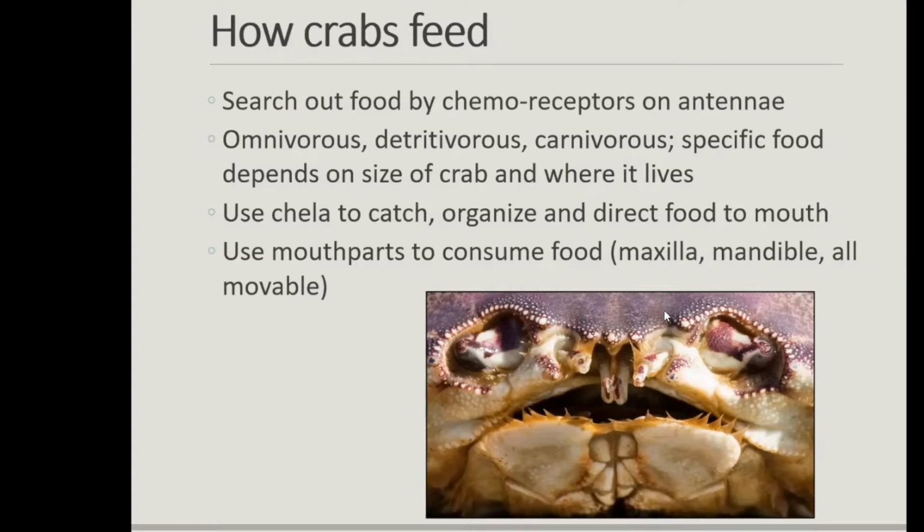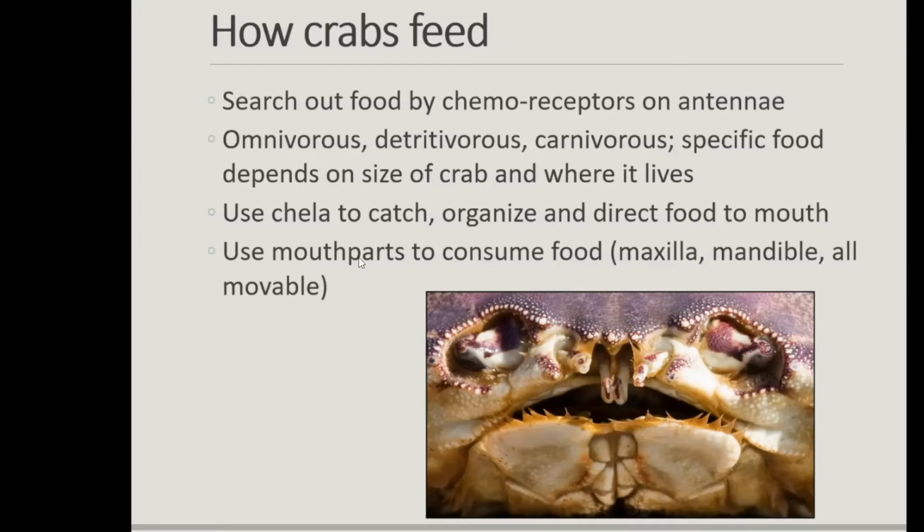The specific food that they eat is going to depend on the size of the crab and where it lives. If you take our blue crabs, when they're very small juvenile crabs, they're going to eat mostly algae and bacteria out of the mud. But when they grow up into adult crabs, then they're going to be eating fish and other crabs, and sometimes little blue crabs. They're not very kind when it comes to their own kind.